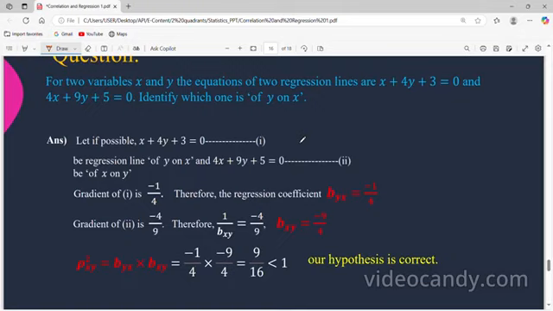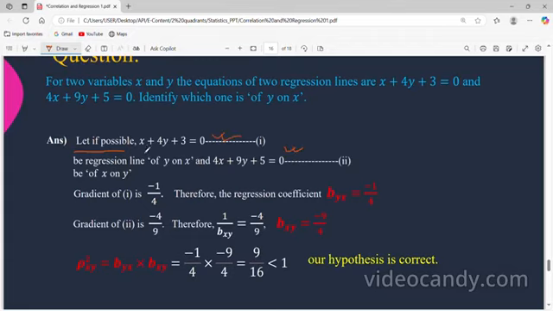First we will assume the first one is y on x and the second one is x on y. Then we will use one condition. If the condition is satisfied, we can say yes, our assumption is true. If the condition is not satisfied, our assumption is not true and the opposite assumption is true. So that's why we have written 'let, if possible': this one y on x and this one x on y.